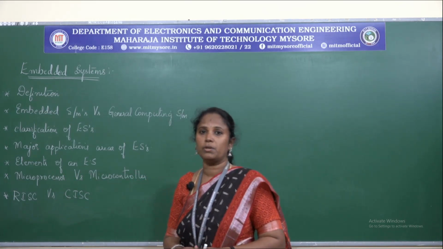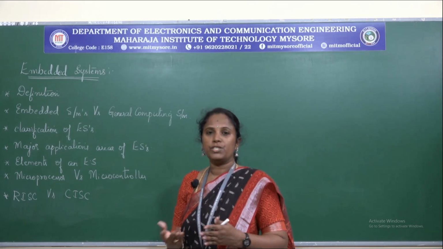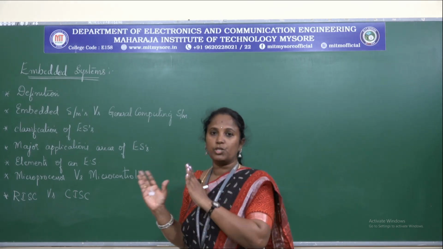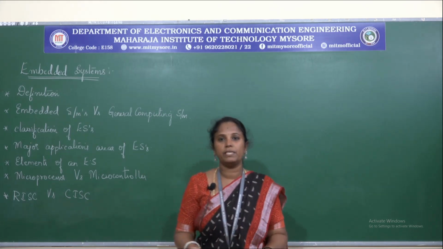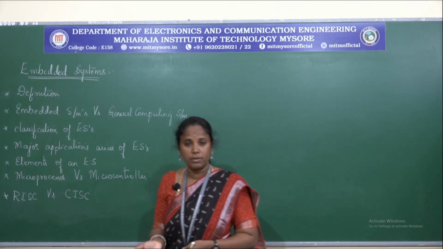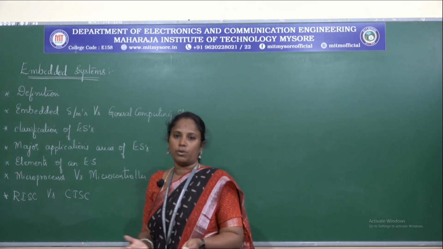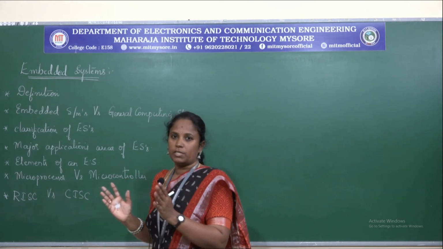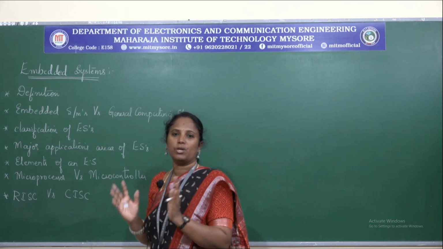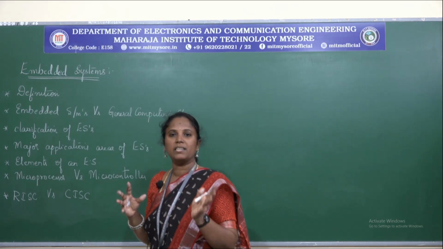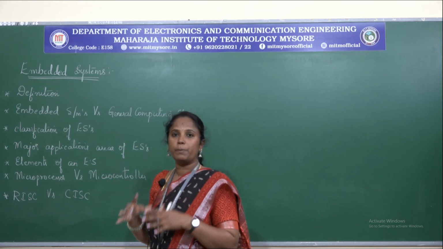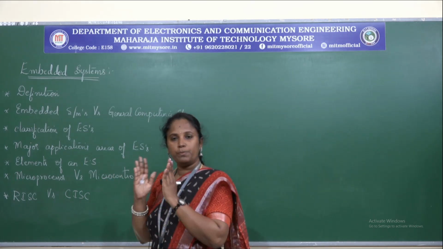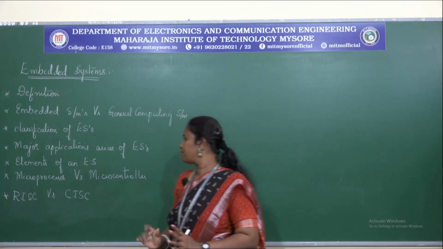Then next is elements of an embedded system. We are talking about embedded systems, so we should know what should be present with respect to your embedded system, like what should be its input, what should be its output, and what should be its core. That means what is the main thing which constitutes your embedded system. Other than your input and output, what are the rest of the elements which should be present in your system to be called an embedded system.